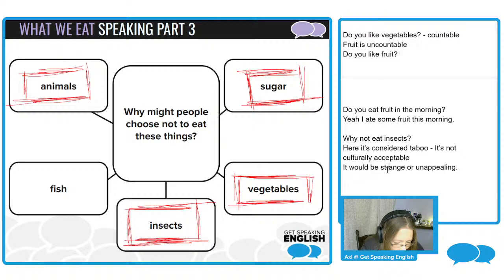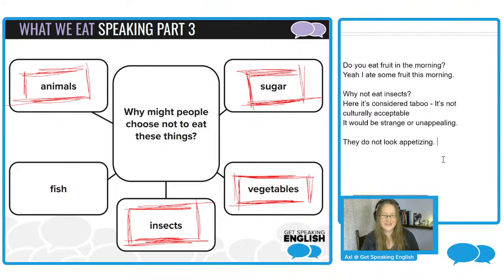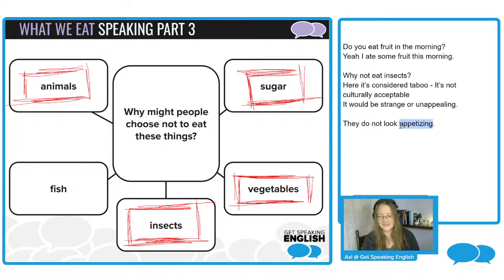Okay, so it's not acceptable in my country. They do not look appetizing. Yeah. Yes, that as well too. They do not look appetizing. Yeah, it's not very normal in my country as well. Yes, so something appetizing, something that looks good to eat, right? Yeah, it's a great word. Yeah, I agree with you, right?